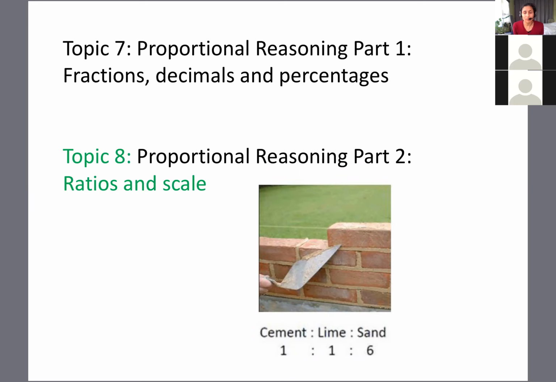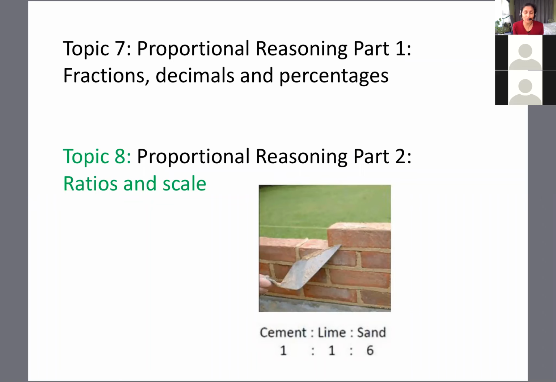So down the bottom of this slide, where we say the ratio of cement to lime to sand is 1 to 1 to 6, that means that if we're making up this mortar for bricklaying, we need 1 part of cement, 1 part of lime and 6 parts of sand. The part size doesn't really matter so long as we're consistent. So long as we have the same size of part, we'll get the same mortar mix.